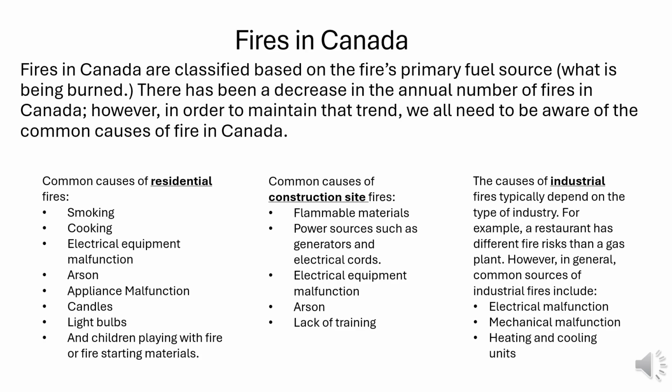The causes of industrial fires typically depend on the type of industry. For example, a restaurant has different fire risks than a gas plant. However, in general, common sources of industrial fires include electrical malfunction, mechanical malfunction, heating and cooling units. Common causes of construction site fires include flammable materials stored incorrectly, power sources such as generators and electrical cords, electrical equipment malfunction, arson, and lack of training.